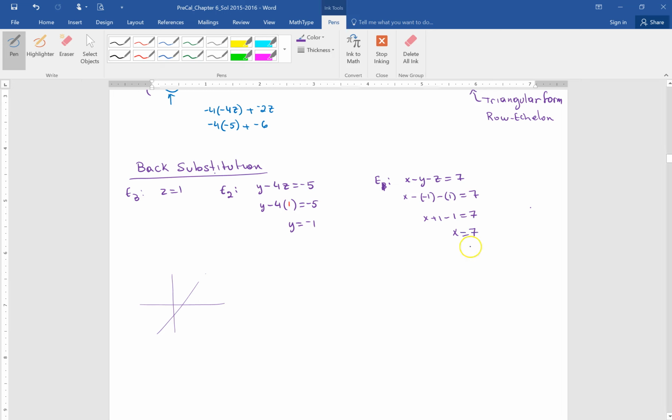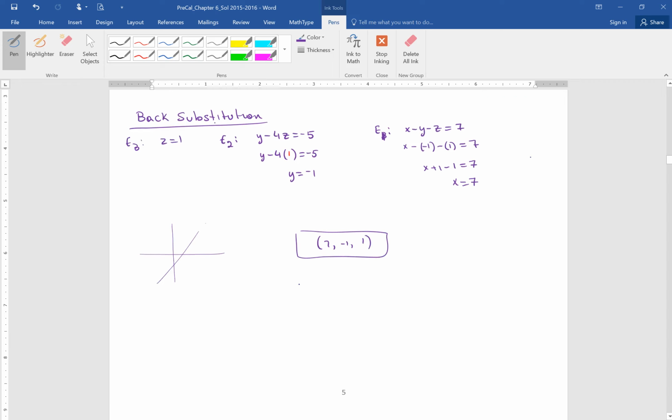So my answer is never in x equals y equals z equals form, but it's always in coordinate form. So I say 7, negative 1, 1. That is my answer. Can you plug in any equations? Yeah.